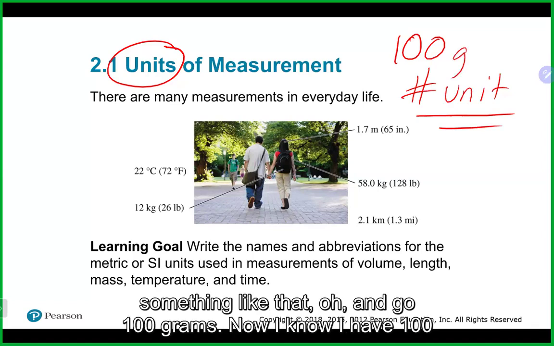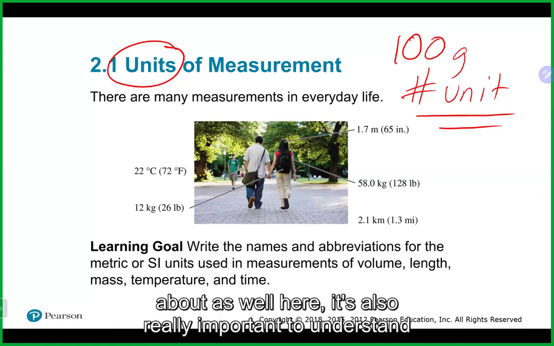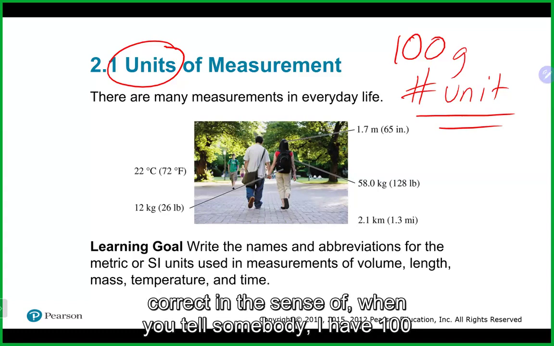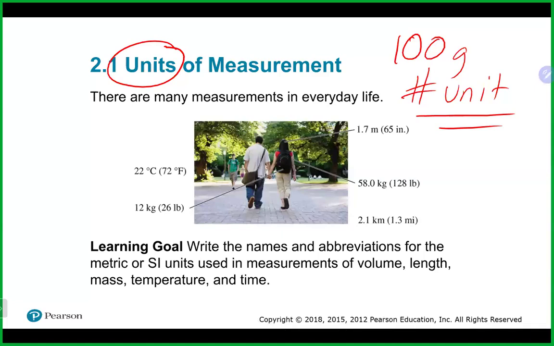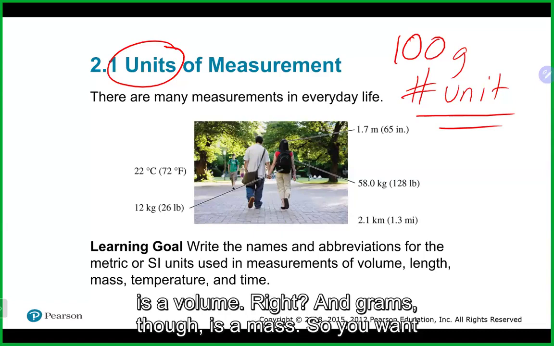Now I know I have 100 grams of something, which is actually a mass. As we'll talk about here, it's also really important to understand what that unit means. So when you tell somebody, "I have 100 milliliters of mass," that is incorrect, because milliliters is a volume. And grams, though, is a mass.